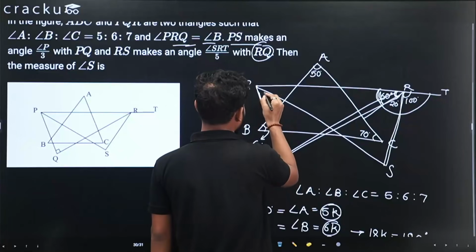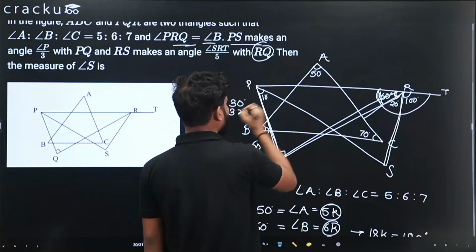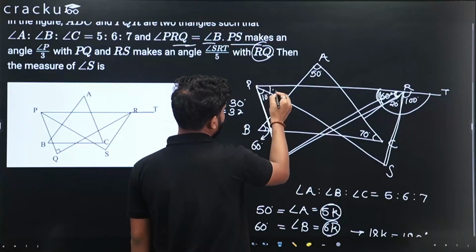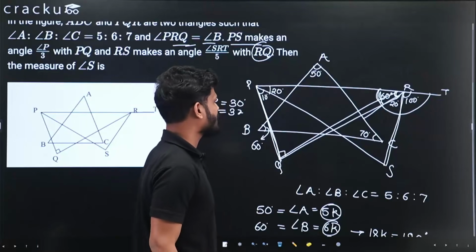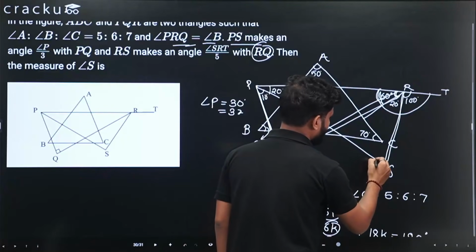So this is 10 degree. This complete is 30 degree. So this will be 20 degree. Now we need to find this angle.